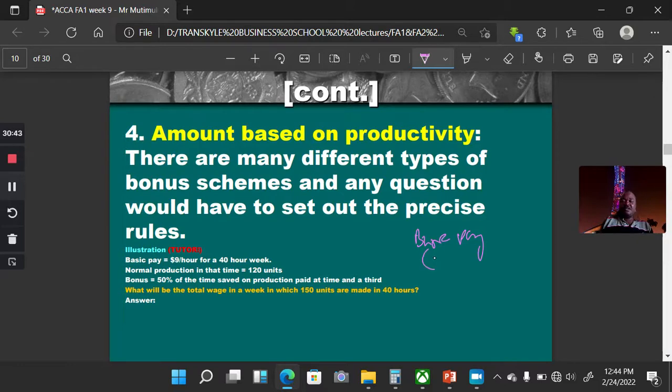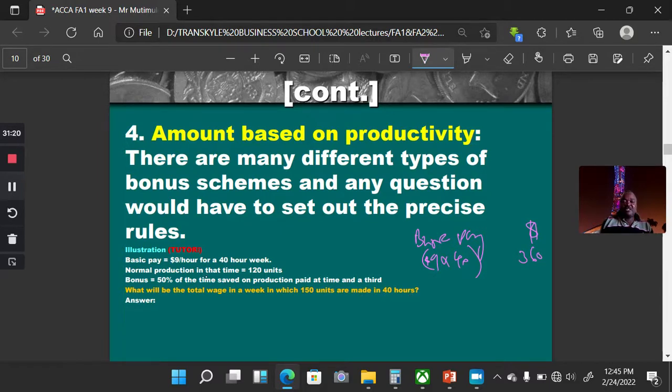Yeah, that's $9 multiplied by 40. So basically the basic pay is equal to $360. Okay, but there is some issue here, and that issue has to be addressed. What will be the total wage in a week in which 150 units are made in 40 hours?